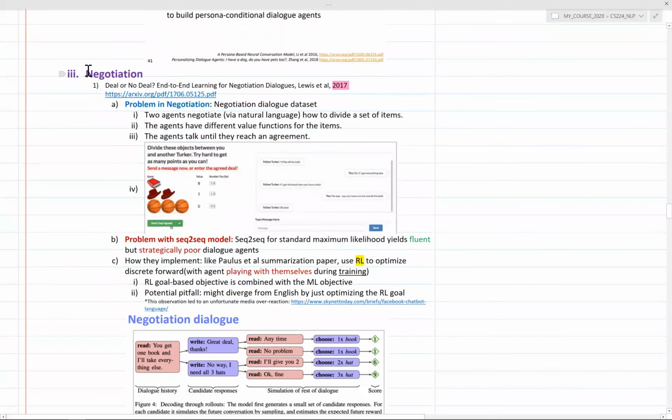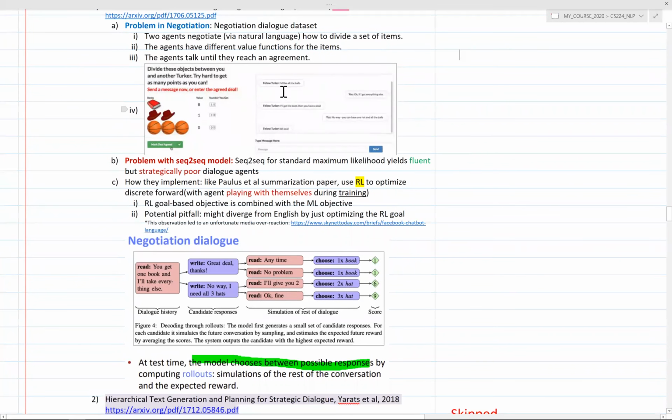Another task that NLG has is negotiation. For example, this paper introduced a problem of two agents negotiating with each other about how to divide a set of items. Each item has different value functions, and the agents' task is to negotiate and find their most optimal solution, and finally make an agreement by going through the conversations.